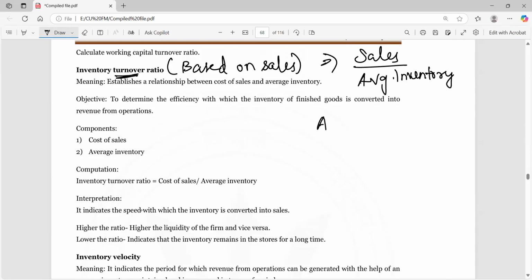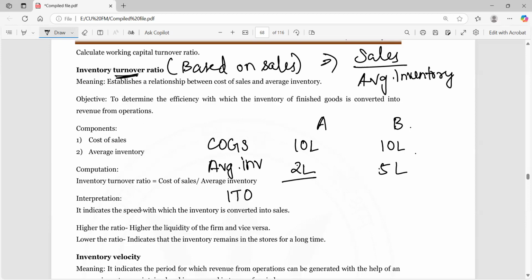Let's say there are two companies, A Limited and B Limited. Let's say cost of goods sold of A Limited is 10 lakh and B Limited also, let's say it is 10 lakh. And average inventory of A Limited is, let's say, 2 lakh rupees and B Limited, let's say it is 5 lakh rupees. Now, what is their inventory turnover ratio? 5 times and 2 times.